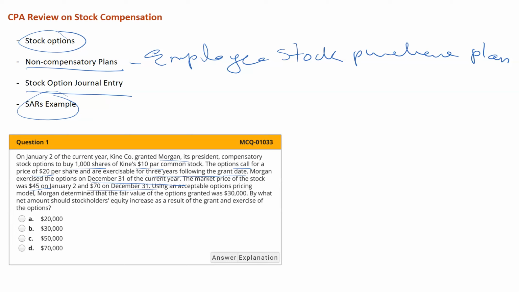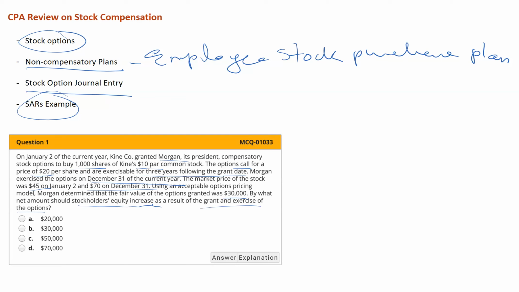You also know that, based on the option pricing model, the value of the option was given here as $30,000. So now the question is, what net amount will stockholders' equity increase as a result of this grant and the exercise of the option?